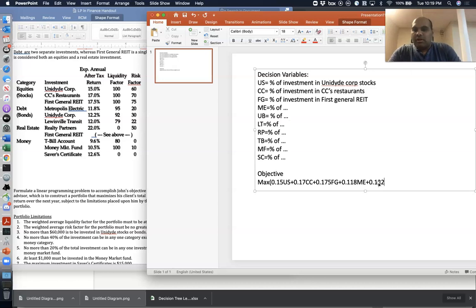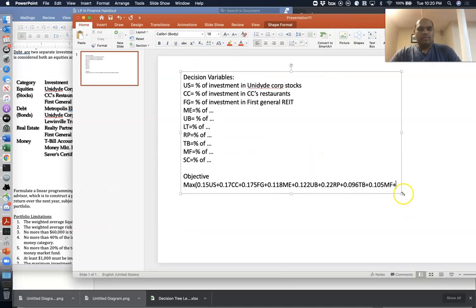12.2 times Unidad bonds plus 22% times realty partners plus 9.6% times the T-bill account plus 10.5% times the money market fund plus 12.6% times the saver certificate. Let me extend that further. Right. So that's our objective function.